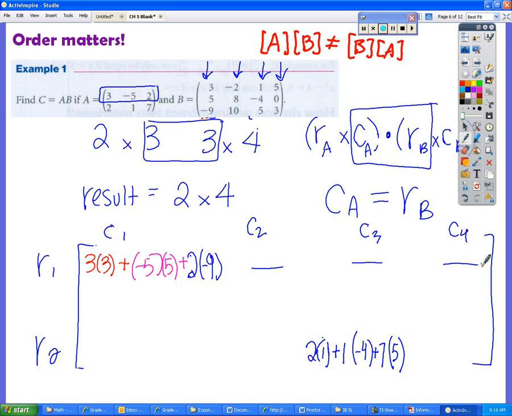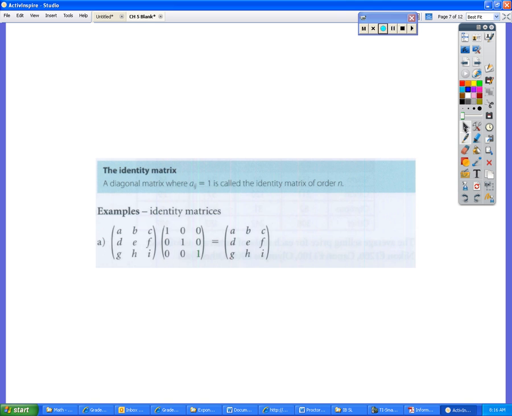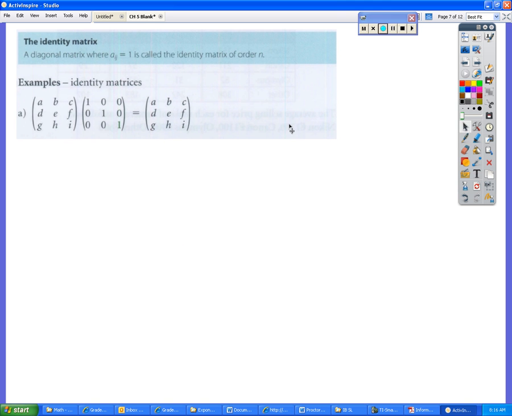Okay? Moving on, identity matrix. An identity matrix is a matrix where if you multiply a matrix A by the identity matrix, you will get back matrix A. Okay?